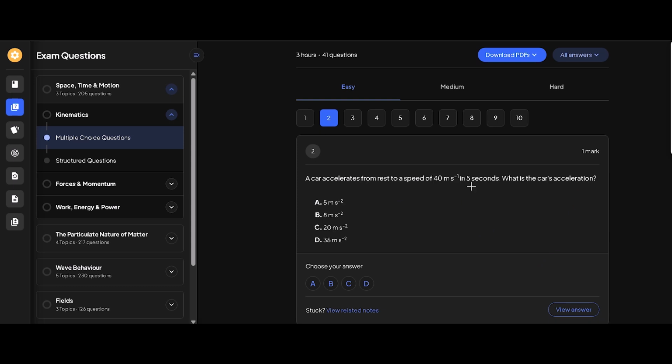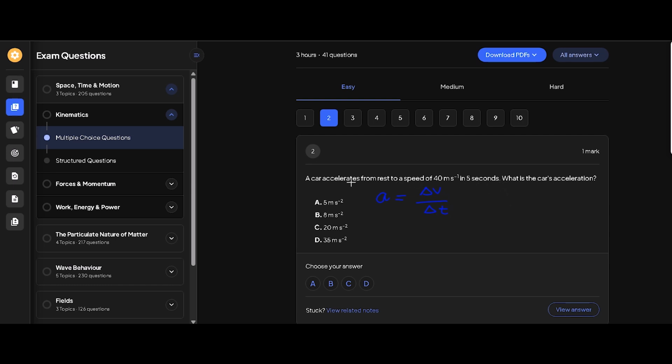Second one. In this one, he's asking about a car accelerating from rest to a speed of 40 meters per second in 5 seconds. What is the car's acceleration? So here we are asking about acceleration. We have a formula for acceleration also. Acceleration equals what? Change in velocity divided by the change in time. So V final minus V initial divided by T final minus T initial.